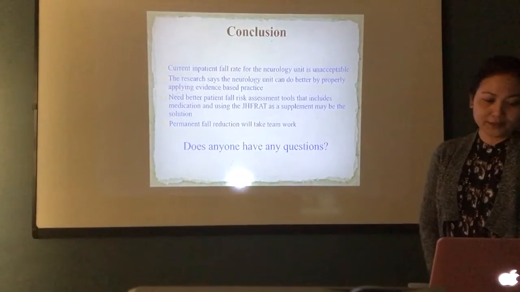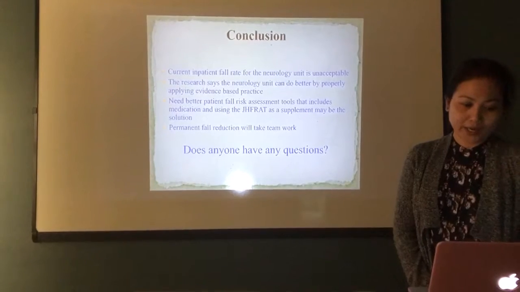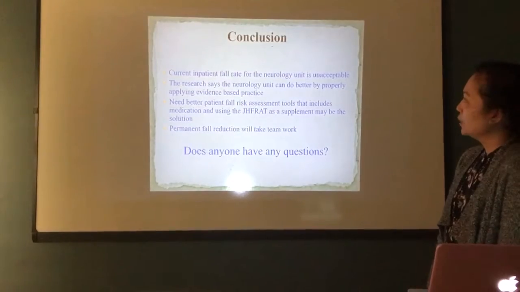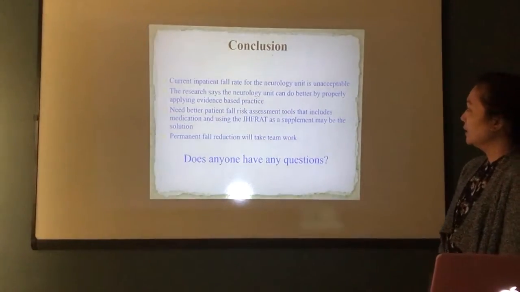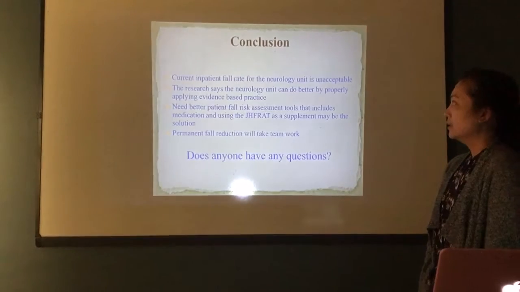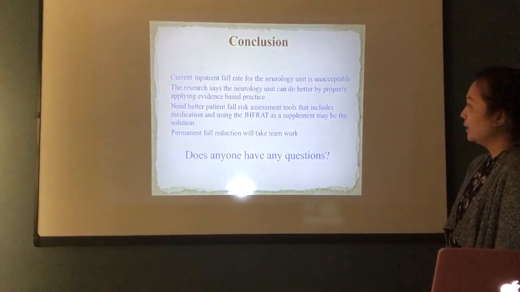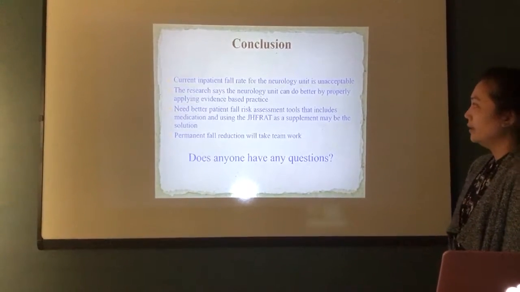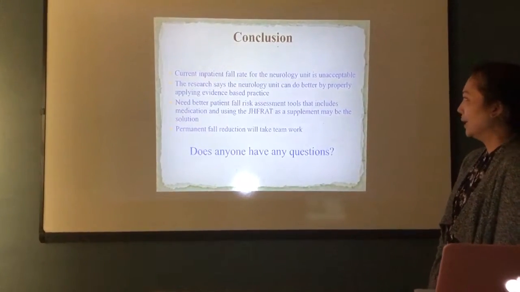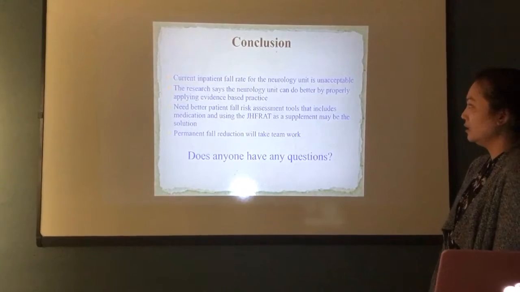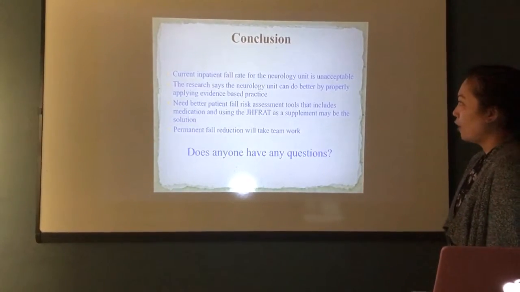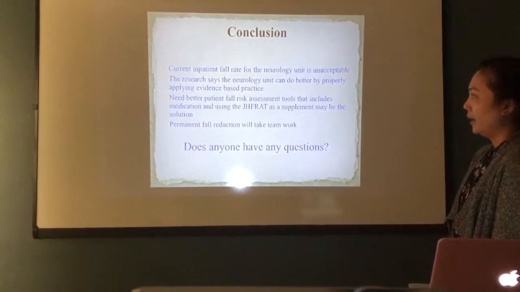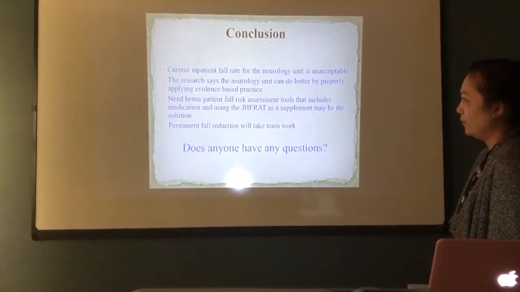Here are some key points I would like for you to take away with you. The current inpatient fall rate for the neurology unit is unacceptable. The research says the neurology unit can do better by properly applying evidence-based practice. We need better patient fall risk assessment tools that include medication, and using the Johns Hopkins Fall Risk Assessment Tool as a supplement may be the solution. Permanent fall reduction will take teamwork.